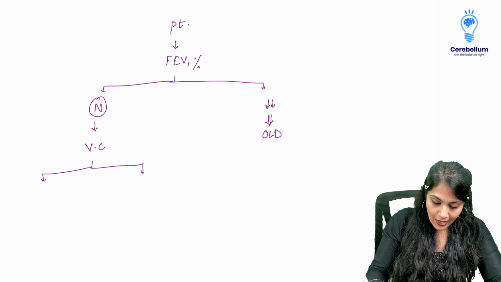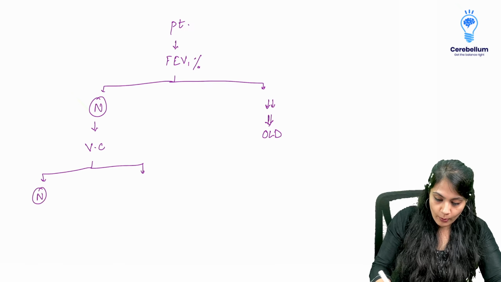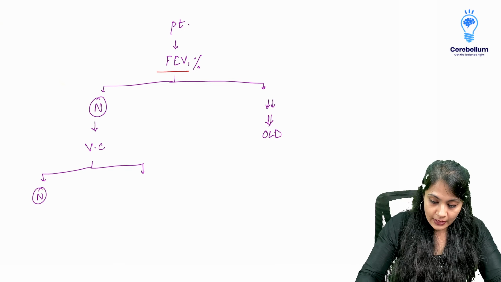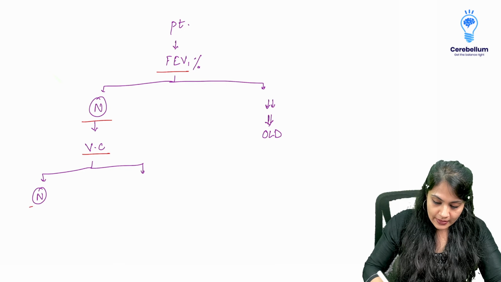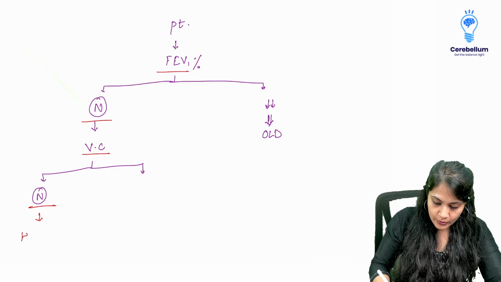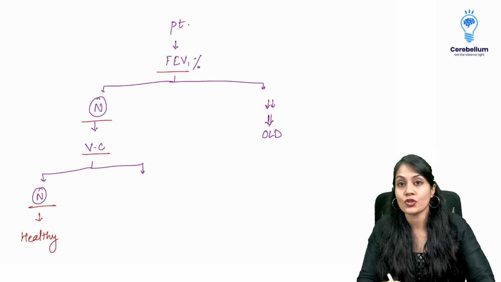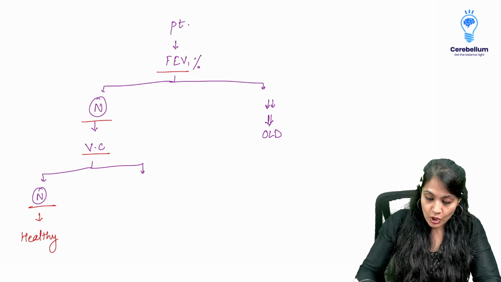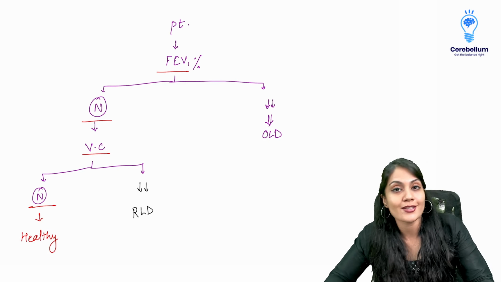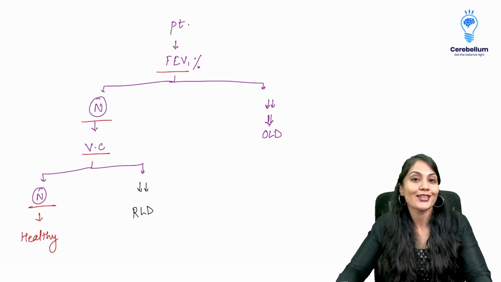If the FEV1 percentage is normal and the vital capacity is also normal, that means the person is healthy. And if the FEV1 percentage is normal but the VC has reduced, then it is restrictive lung disease. That's how you're going to differentiate between obstructive lung disease, normal, and restrictive lung disease.